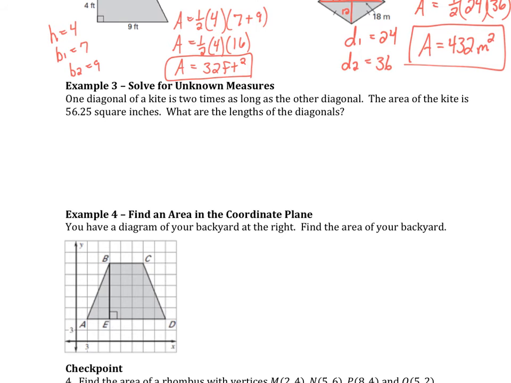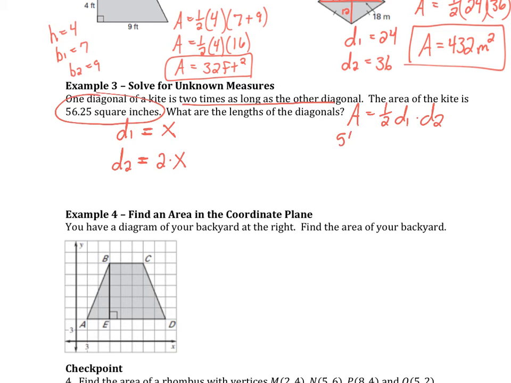All right, example 3. It says one diagonal of a kite is 2 times longer than the other diagonal, and the area of the kite is 56.25 square inches. What are the lengths of the diagonals? So let's start with our equation. Area is 1/2 diagonal 1 times diagonal 2. So if we don't know the diagonals, let's call one of them x. Okay, what we do know is one diagonal is 2 times longer than the other. So if one of them is x, the other one is going to be 2 times x. And we know the area is 56.25.